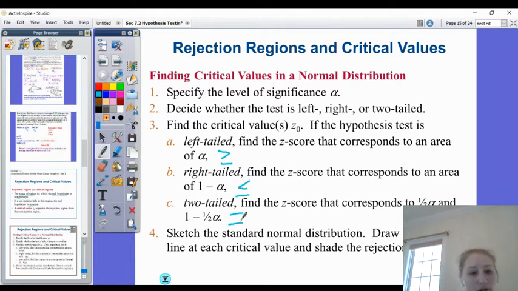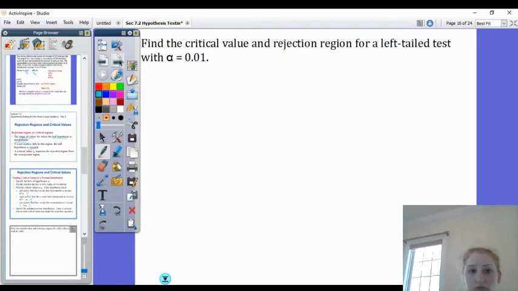Okay, so we've actually been doing similar things with this. We are performing a left-tailed test and our alpha value is 0.01. So the first thing I'm going to do is draw my bell curve.